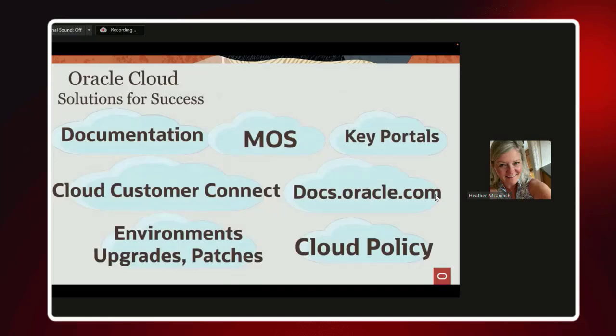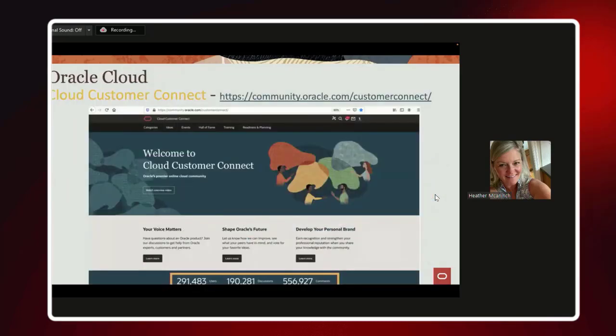So we have a lot of different places in which customers can go look to understand the fundamentals behind Oracle updates. Documentation, MOS just stands for My Oracle Support. There are key portals: Cloud Customer Connect, docs.oracle.com, Cloud Policies, Environments, Updates, and Patches. So how do we make sense of all of this, right? I would say in the last 5-10 years, Oracle has done a really good job of trying to streamline the information and the release readiness area to help customers understand where to go and how to get information to be successful. Cloud Customer Connect is one of those places.